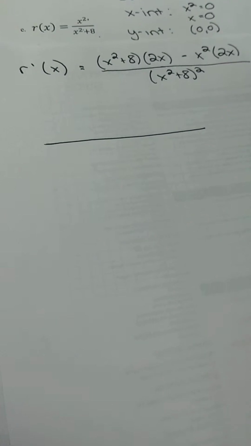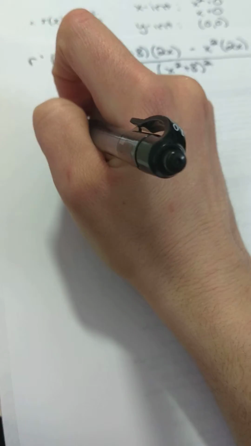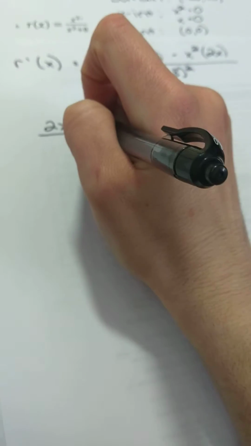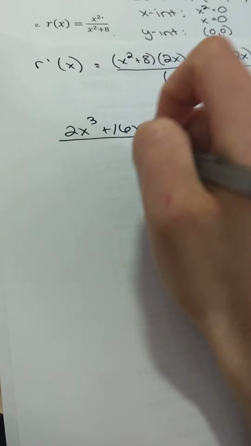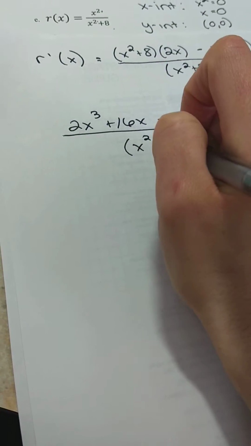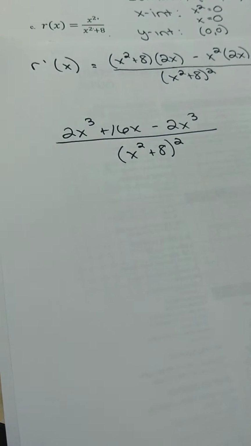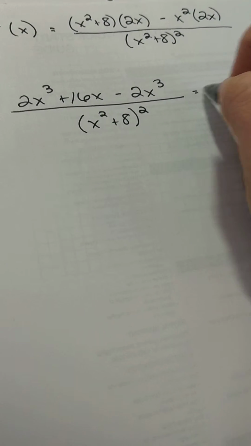Okay, so now from here, we're going to multiply this out. This will be 2x cubed plus 16x minus 2x cubed over that bottom, so (x squared plus 8), the whole thing to the second power. Combining like terms, this gives me 16x over (x squared plus 8) squared.